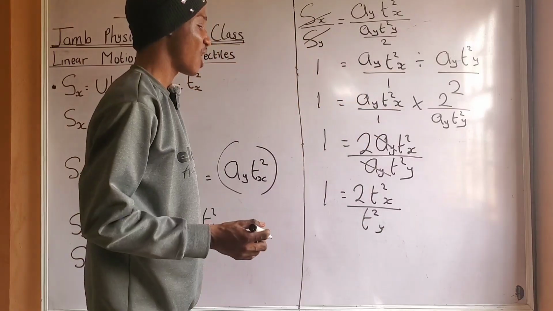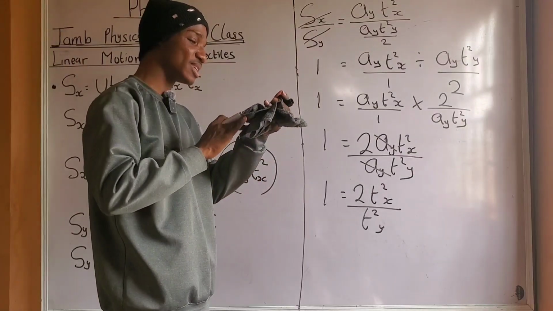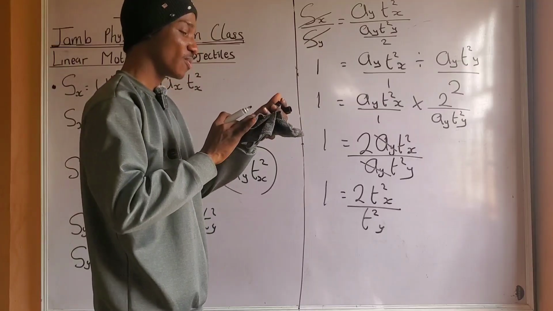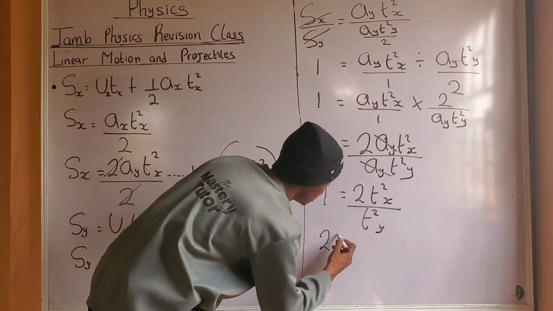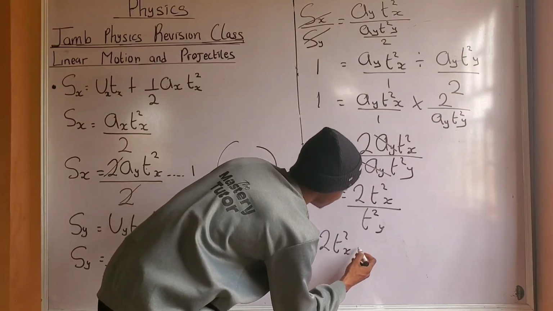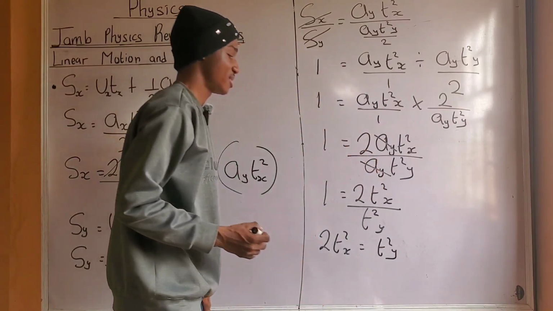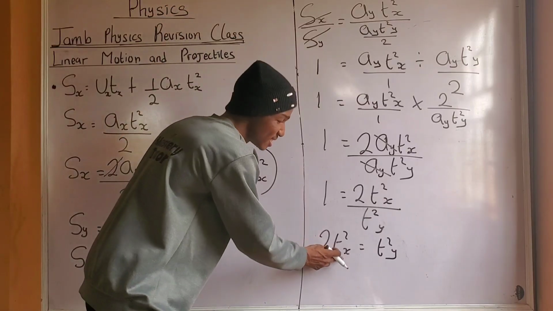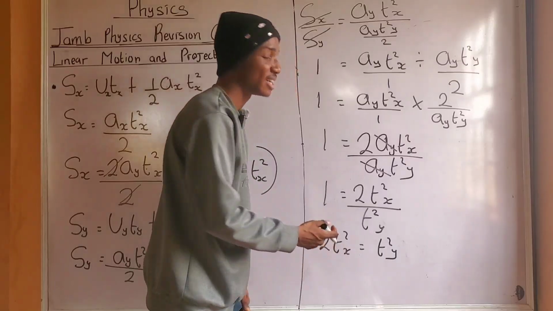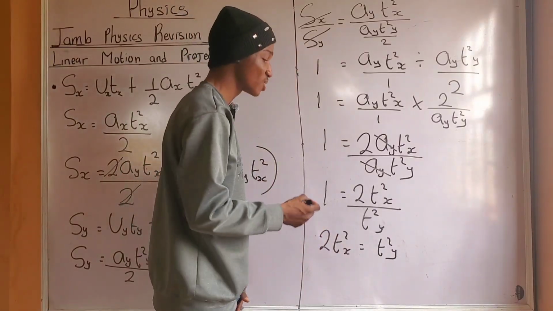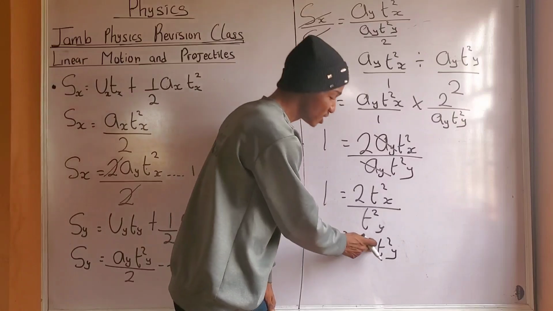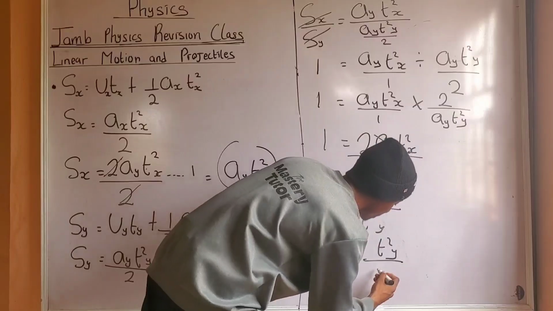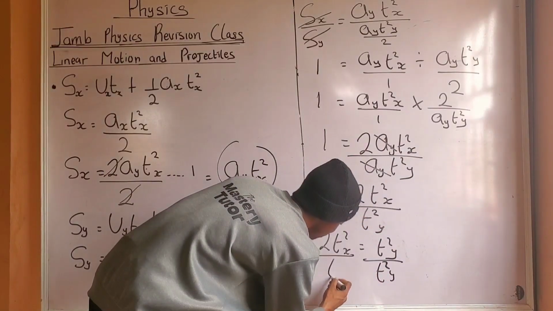Now don't forget, our goal is to find the ratio of the time taken by particle X to that of particle Y. So don't forget our goal. So here I'm going to multiply, 2t squared x equals t squared y. Now, since my intention is to find the ratio of the time for particle X to that of particle Y, I'm going to divide both sides by what? t squared y. You see, this t squared y represents the time taken for particle Y to cover that distance. Do you understand? So I'm going to have this over t squared y and this over t squared y.